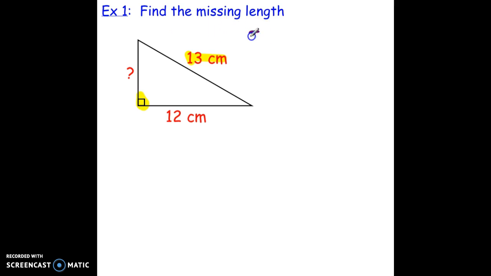So we'll start with our Pythagorean theorem. a squared plus b squared equals c squared. Let's put in what we know. We know that our c is our 13 centimeters.